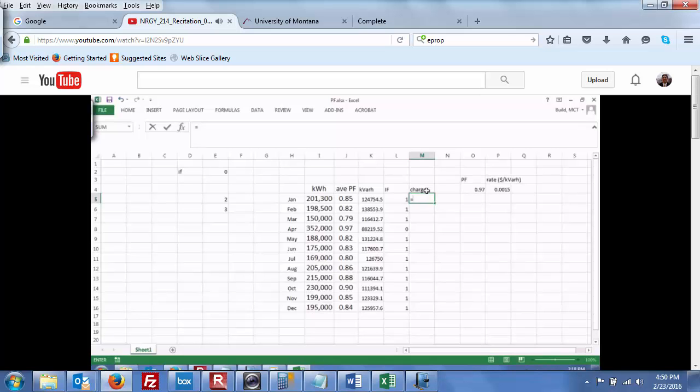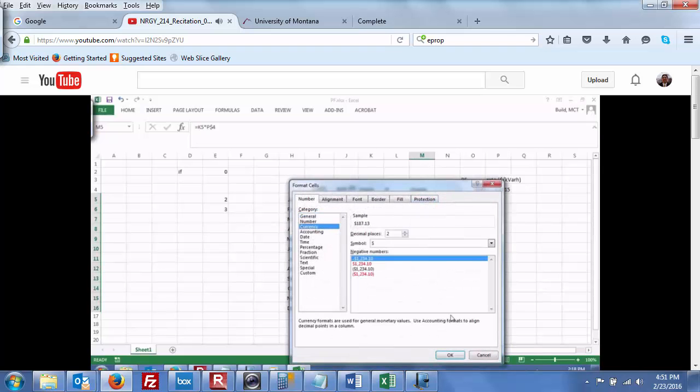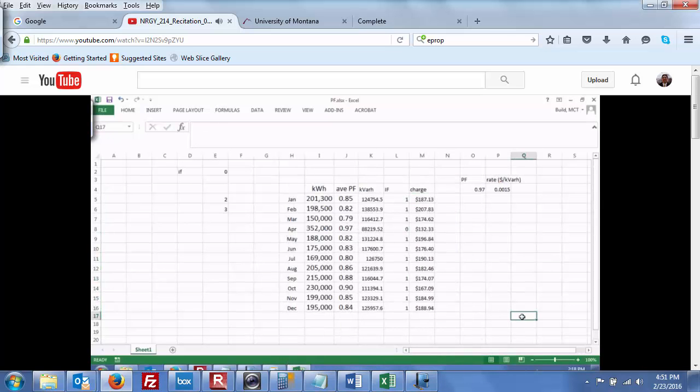Charge is going to be the KVAR times whatever the cost is. I got to put an absolute reference on that. Control 1, currency, let's go back to the I think, save. I'll go over it again here.